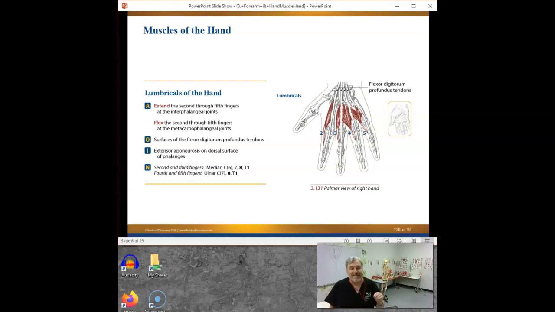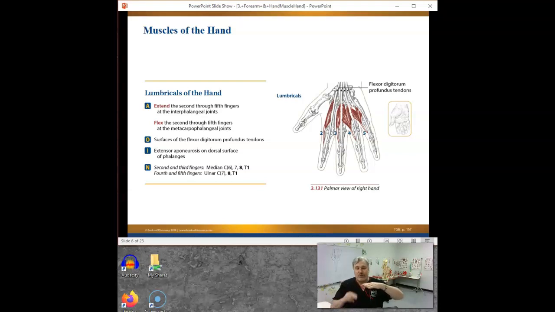And so look at the actions of this muscle. They're very weird. It says to extend the second through fifth fingers at the interphalangeal joints. So it means these, right? Not here. This is the metacarpophalangeal joint right here. These knuckles down here, the proximal and distal interphalangeal joints, it helps to extend them while flexing the metacarpal joints. So it can pull this down but extend these.